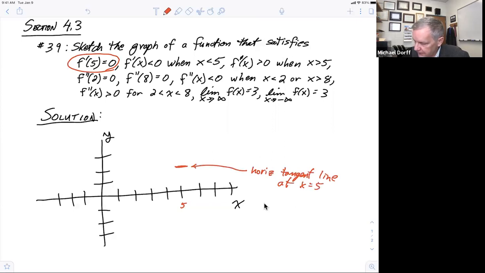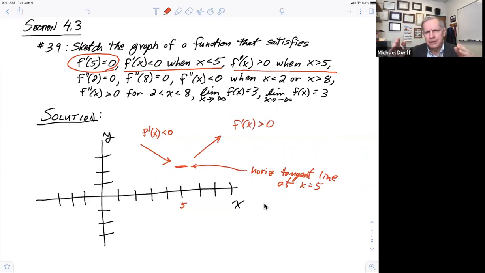All right, and then I'm also given that the derivative is less than 0 when x is less than 5. So that means it's going to be decreasing. So this is f prime less than 0. And it's increasing, the derivative is greater than 0 when x is greater than 5. So that kind of gives me an idea. I'm looking at a function that's going to be going down, decreasing, have like the bottom of a cup, and then go back up after 5.